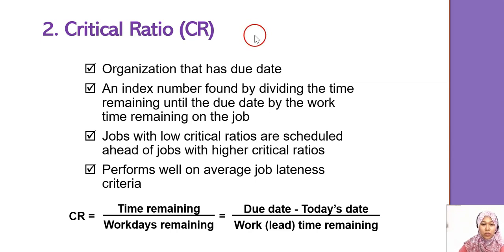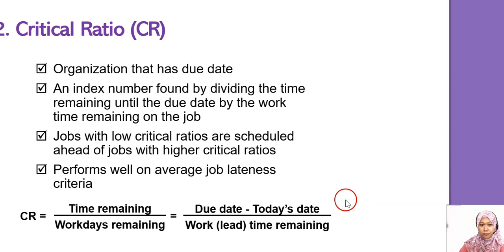Critical ratio is organized based on the due date and is mostly done in the service industry. The formula for critical ratio is the time remaining divided by the work days remaining. To get the time remaining, we use the due date and today's date.